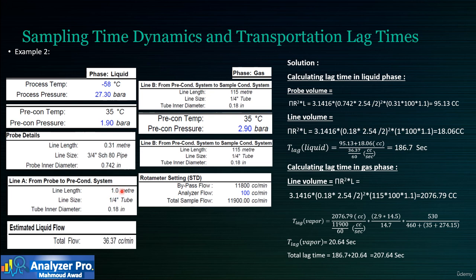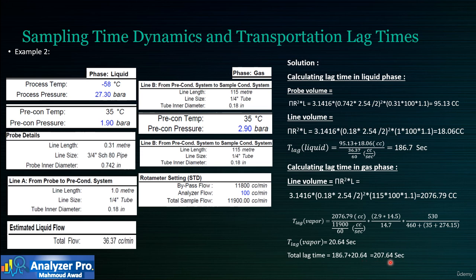The second step is to calculate the lag time in the gas phase. Same as the previous example, we calculate the line volume and then compensate in the equation to get the lag time, which is 20.64 seconds. The total lag time in this example is 186.7 plus 20.64 equal to 207.64 seconds.